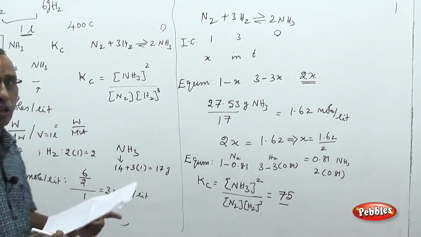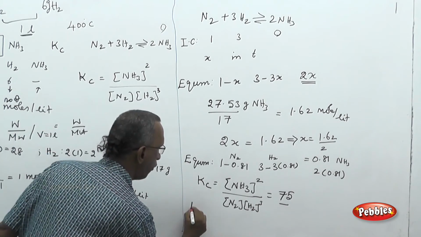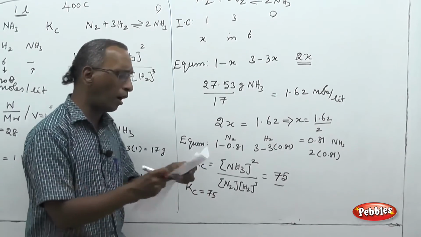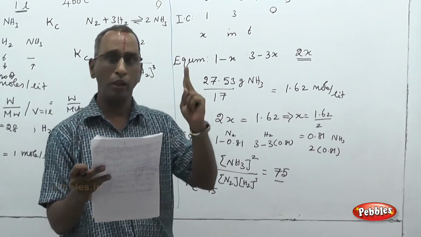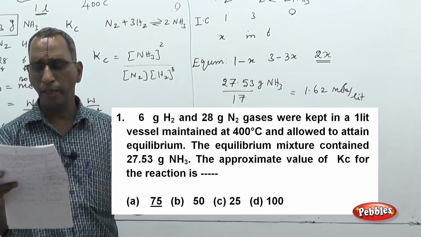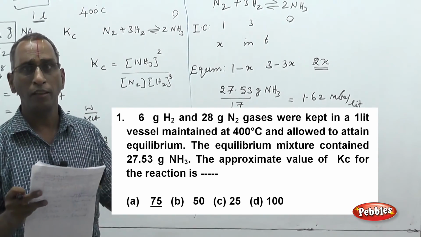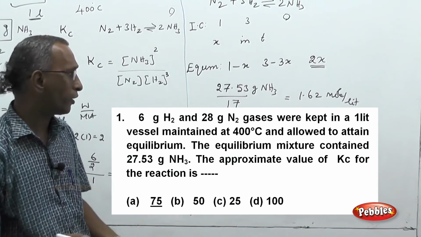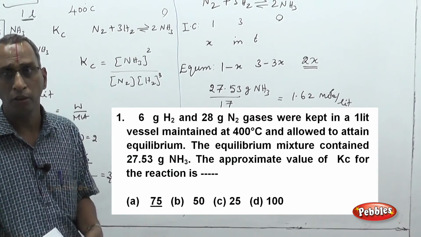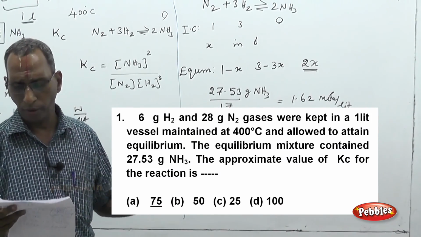So there are different choices given in this sum. Now we have found the value of Kc. The question asked is the Kc value. There are 4 choices given for Kc value: 75, 50, 25 and 100. Out of these, 75 is the correct choice. 75 is given as the first choice in the current question. So the first choice is the correct answer for this question.